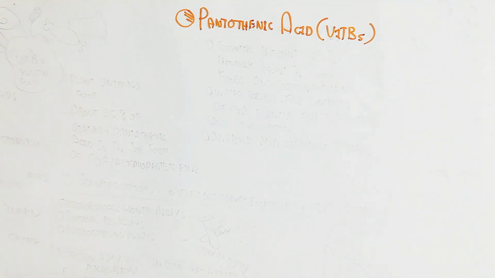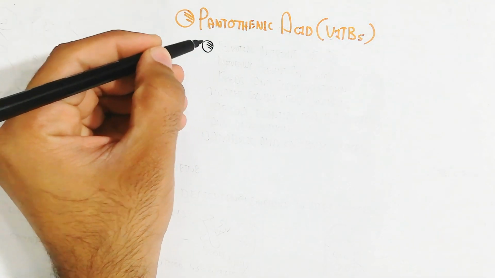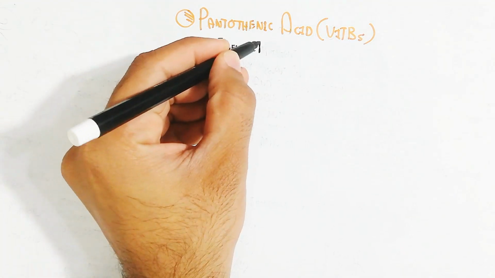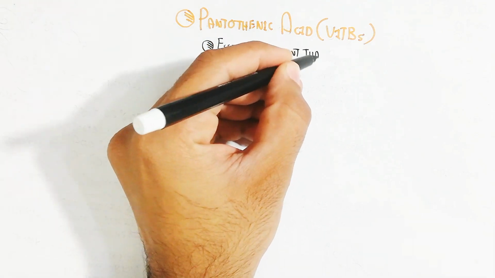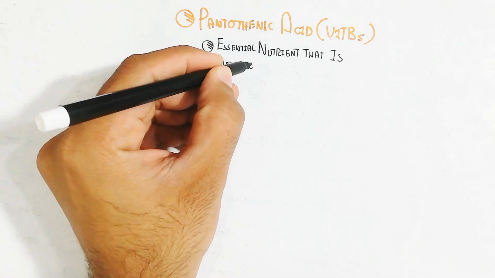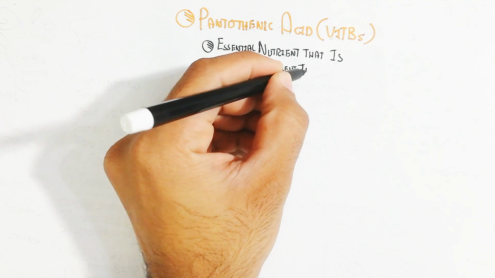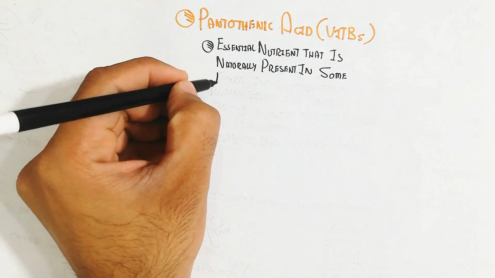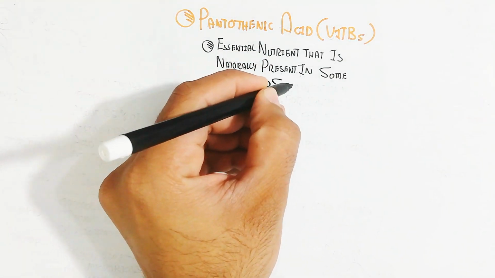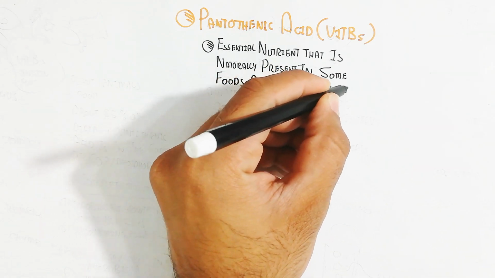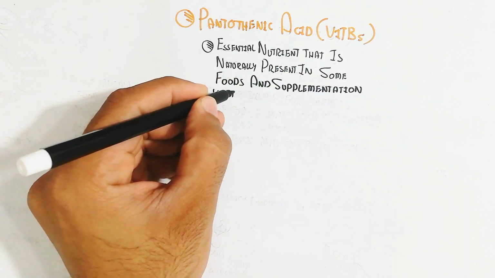It is known as vitamin B5. So, in this video, we will understand about vitamin B5. What is vitamin B5? In the previous video, we discussed another B vitamin, but in this video, we will understand about vitamin B5. This is an essential nutrient that is naturally present in some foods and supplements.